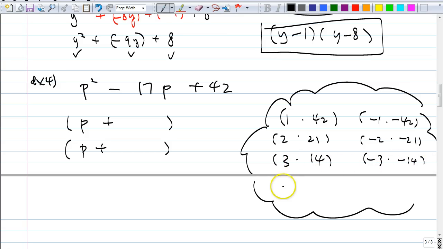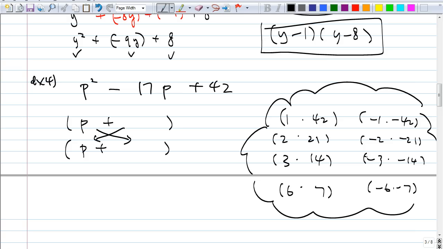Anything else? 6 and 7? Sure. And negative 6 and negative 7. All right, so you see, you have the answers in front of you. Now which one of these, so that when you do this, you see why the diagonals are important, right? That diagonal gives you that negative 17. Which one of these gives you negative 17? In other words, when you add these together, you better get negative 17. Does that make sense? That's what you're looking for, right? When you add these two numbers together, which one of these gives you negative 17 when you add them together?